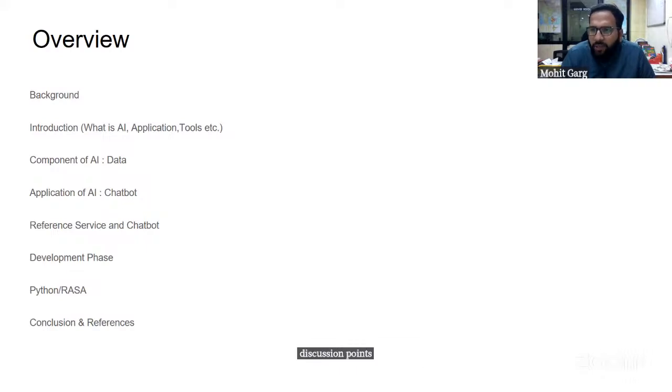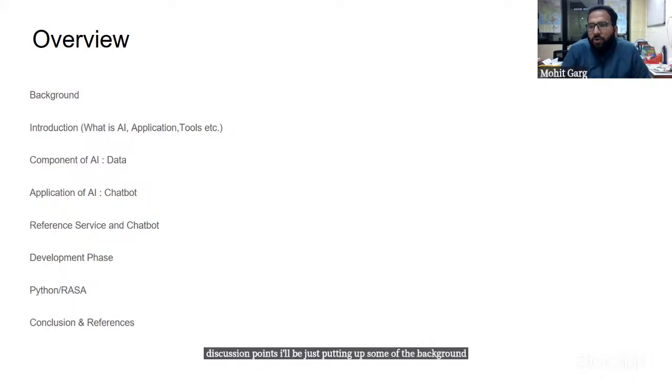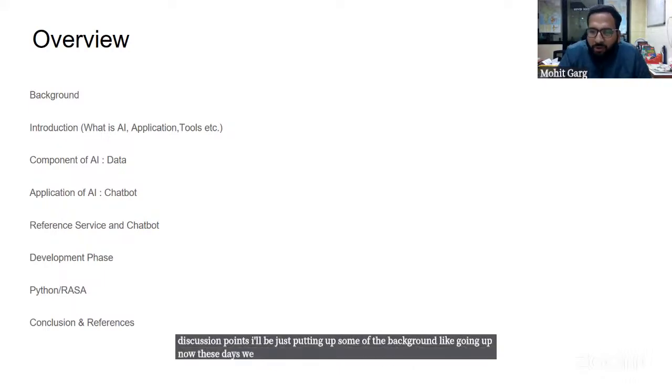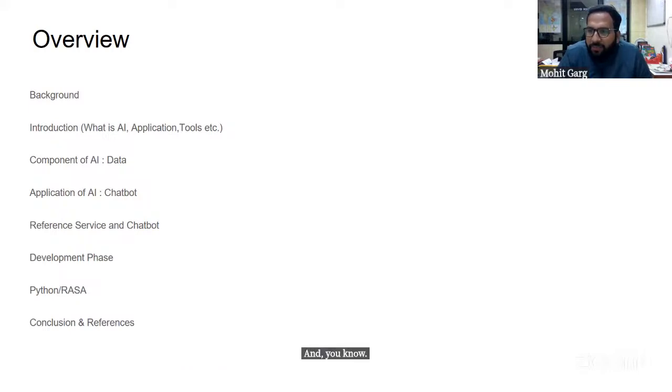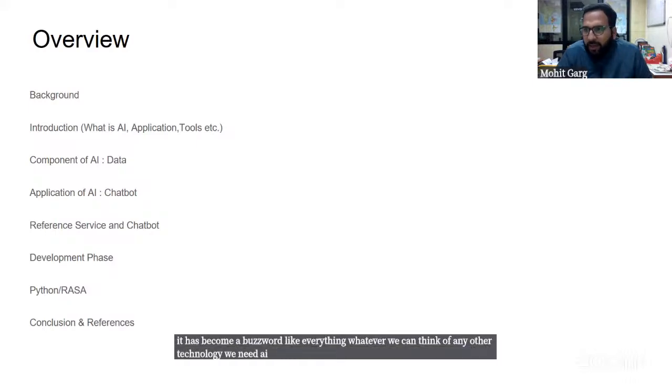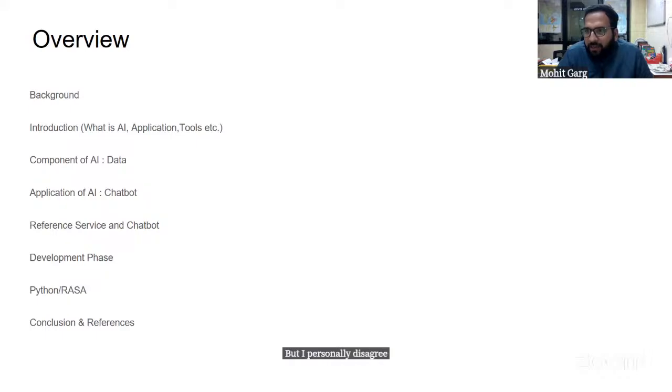I'll first put up some background. These days we have been talking a lot about AI, and it has become a buzzword, like whatever technology we can think of, we need AI. But I personally disagree with the idea that everything can be replaced by AI; human intervention is always required. I'll touch upon that part, and after that I'll discuss some of the introductory part of AI and what different applications and tools are available.